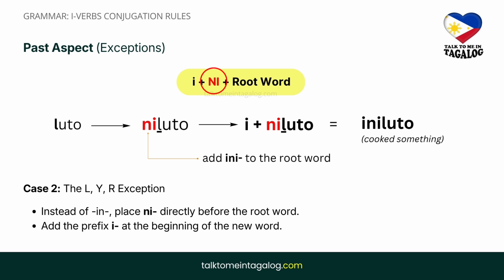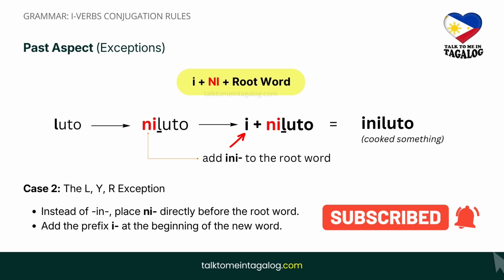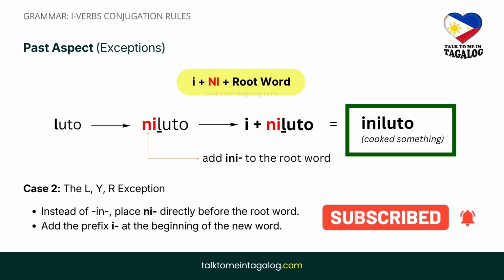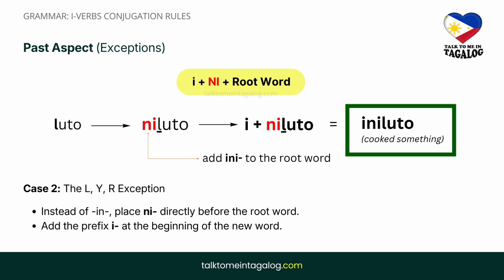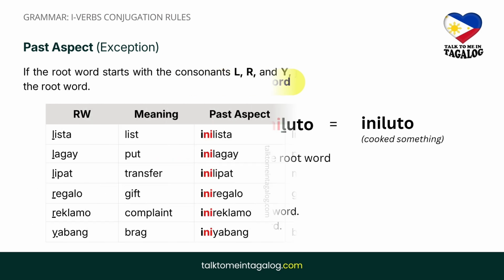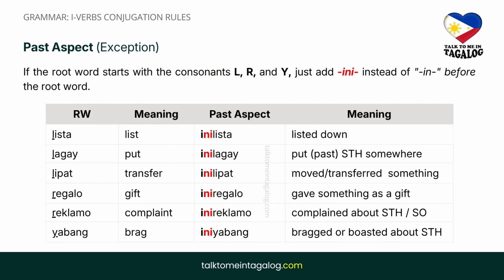Let's take the root word luto, which means cook. Following this rule, we place ni before the root word to form niluto. Then we add the prefix I at the beginning. The result is iniluto, which means cooked something. Let's look at a few more examples of this exception pattern.